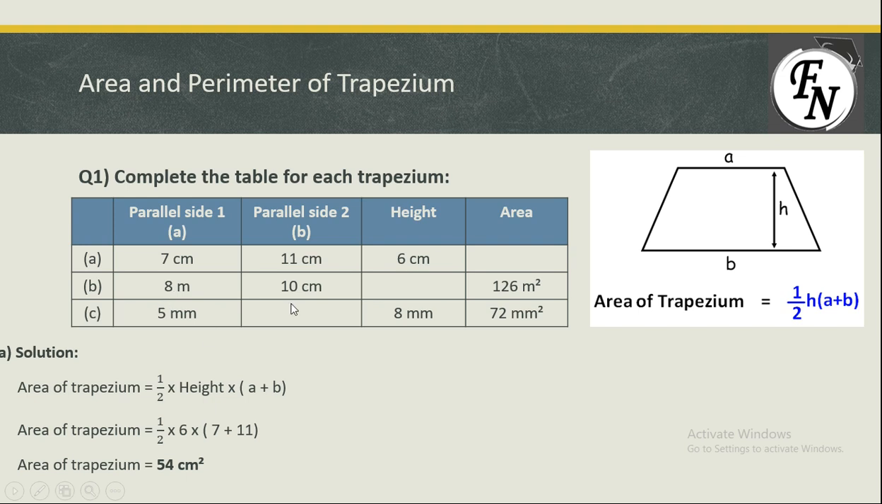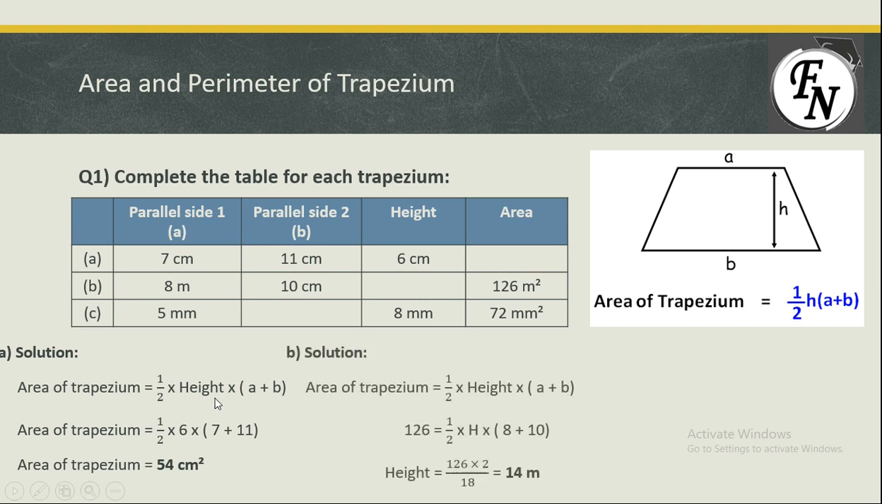After that, in part B, I have been given the area and two parallel sides, but the height is missing. So I can use the formula again, and I will plug in the value of the area of the trapezium, and the height would be h. So there it is. The area of the trapezium is 126, which is given in the question, and then half into height is h, and now the parallel sides are 8 and 10. So I have written here 8 and 10.